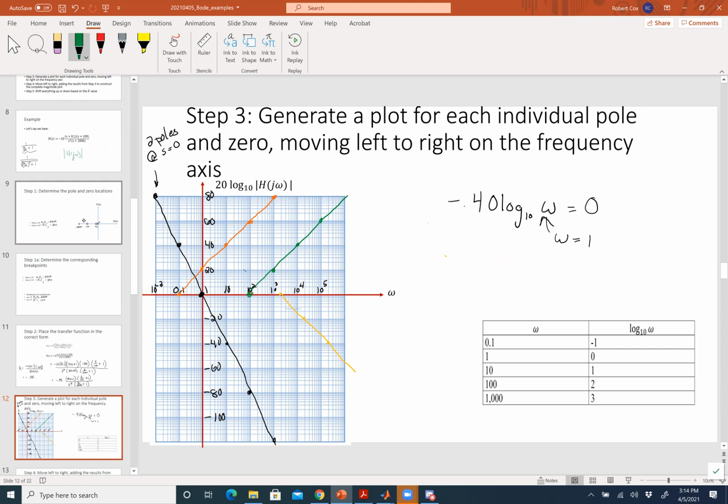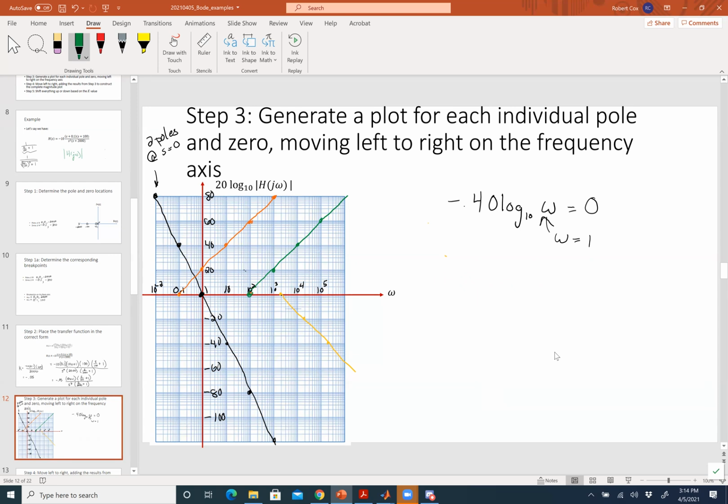All right. So before I start trying to add stuff up, any questions about what I've got so far? Quick question. Why is it negative 40 instead of the 20? Why is what negative 40? Negative 40 log base 10.